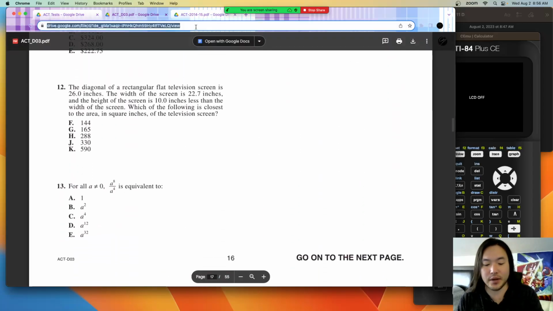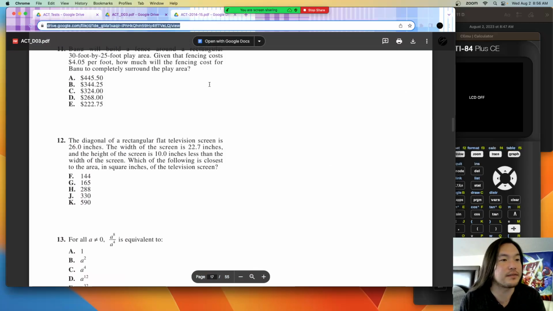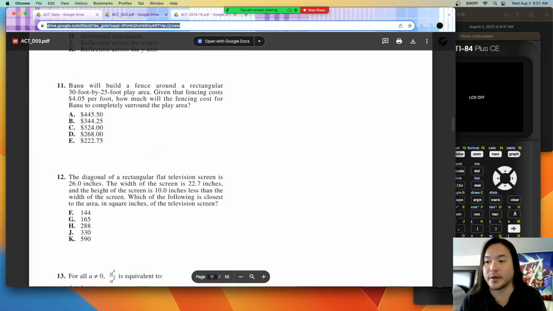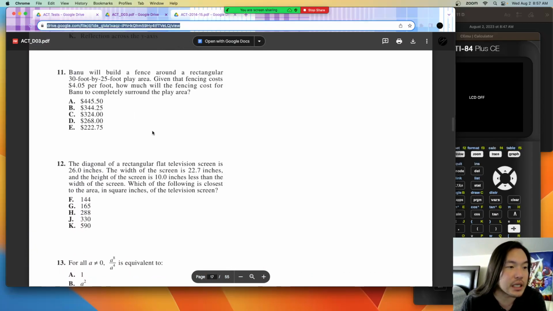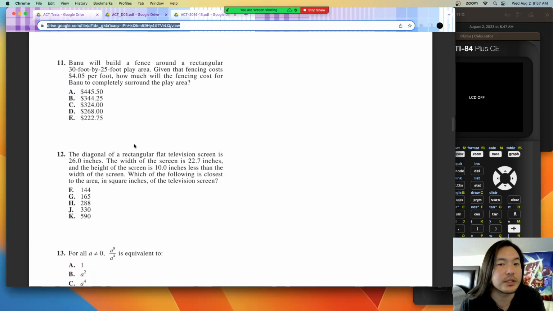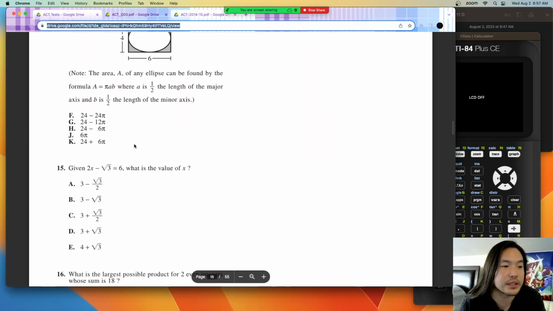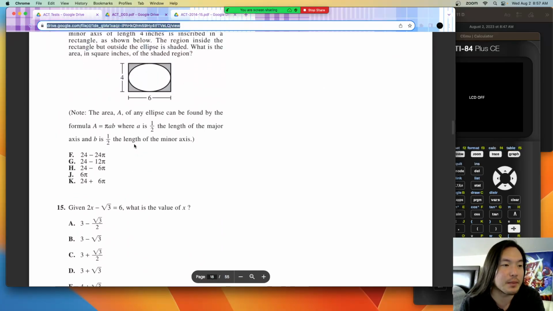Okay, let's have you guys jump back into the ACT from 2020. Let's have you guys scroll down to page 17 of 55, start at question 11. Read questions carefully, eliminate the incorrect answers, use your calculator. Really, the key here is don't give up. Don't be afraid to use common sense.